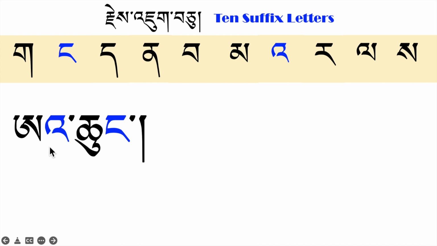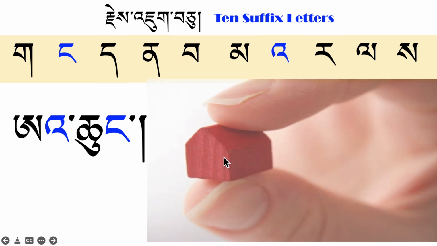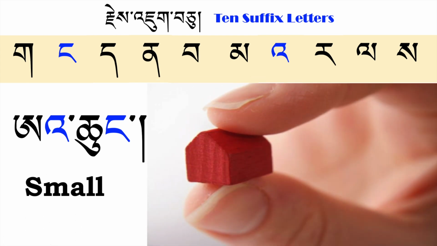How we have to pronounce this is achung. So this is how we say achung, and the meaning of achung is small or tiny. Okay, so here is Jenjuk ha and then Jenjuk nga. I only have one word.